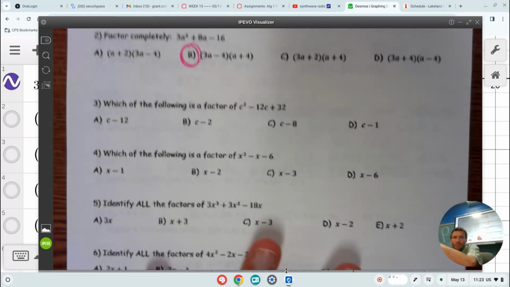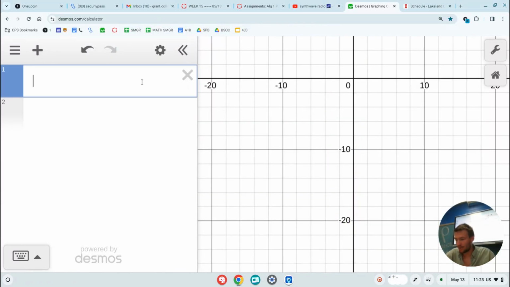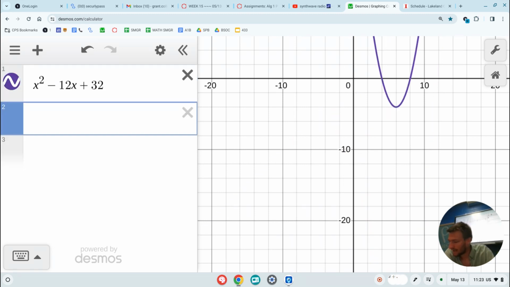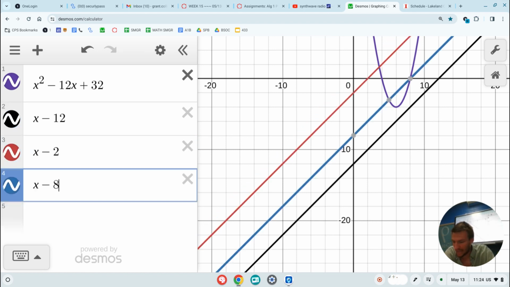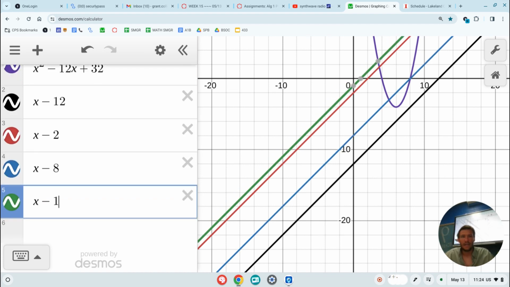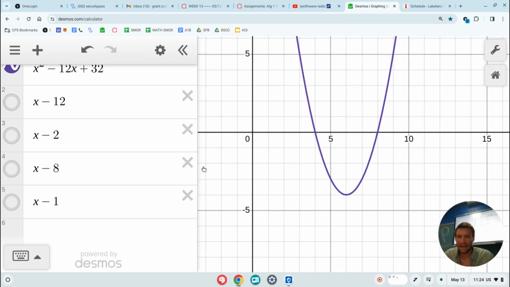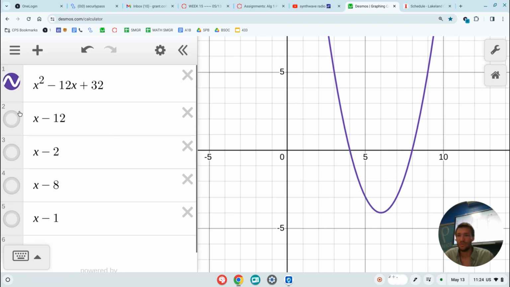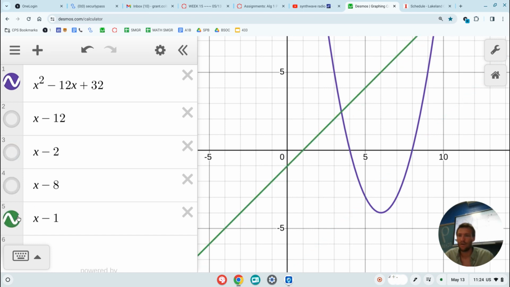Number 3, we're already going to switch it up on you. So if I type in all this stuff for 3, type the question, type the answers. Number 3, x squared minus 12x plus 32, enter. A, x minus 12, B, x minus 2, C, x minus 8, D, x minus 1. How's this looking? Not so good. I see my purple graph, which is a nice U shape. Does that look the same? Nope. This one, nope. This one, nope. This one, nope. They don't even look close. We got 4 lines, and then we've got a curve.